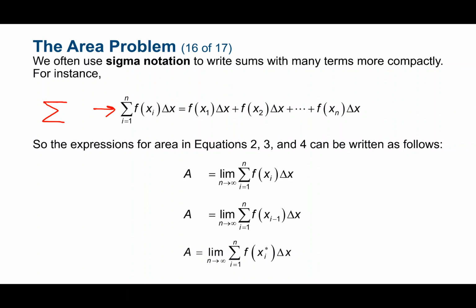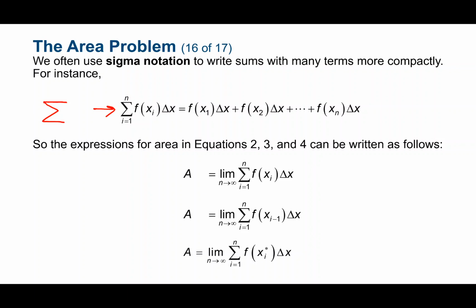So what this means is we're going to add up these things, and how many of them we have are from 1 to n. So this says we're going to take f of x1 times delta x plus f of x2 times delta x plus f of x3 times delta x plus all the way till we get to f of xn times delta x.